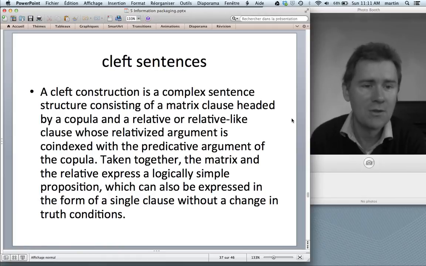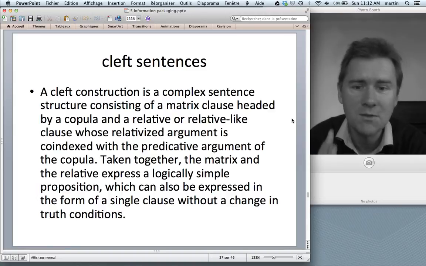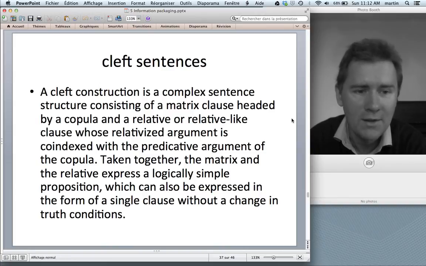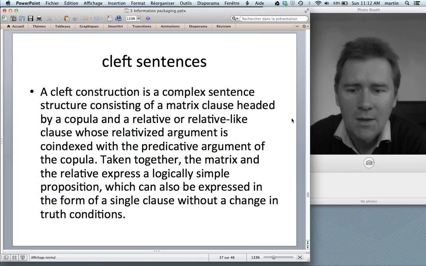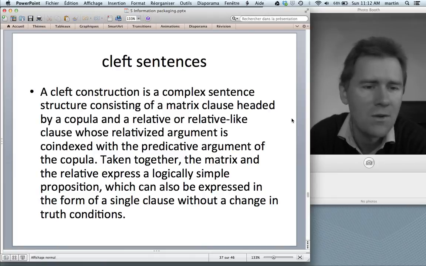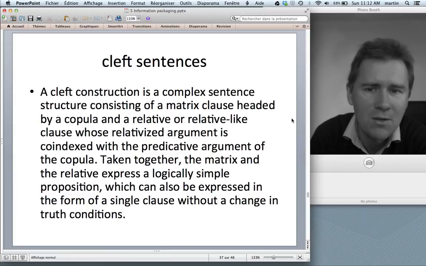A cleft construction consists of something like a predicative clause, X is Y, and the second part of it is a relative clause or a relative-like clause. And these are co-indexed in a certain way, so that a part of the predicative construction also plays a role in the relative clause. And then the whole thing can be paraphrased in a single clause with the same meaning as far as truth conditions are concerned. So the broad meaning is the same. What John lost his wallet corresponds to John lost his wallet. Right.